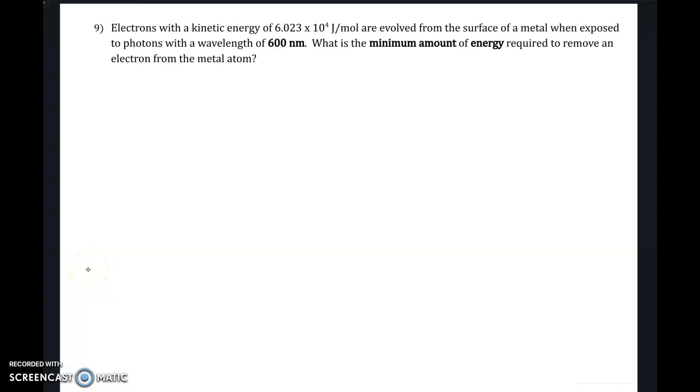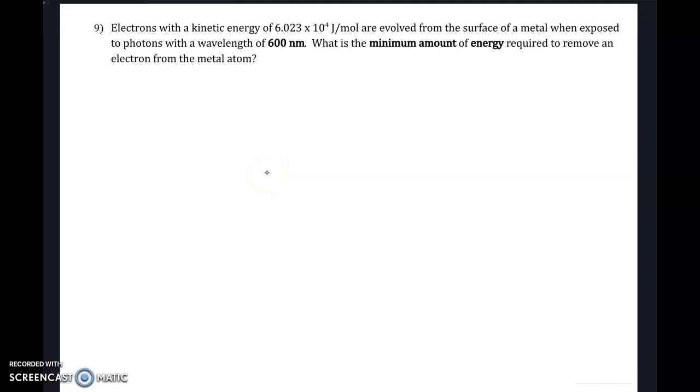This is going to be a walkthrough of a photoelectric effect problem that you can see at the top of the screen here that says that electrons with a kinetic energy of 6.023 times 10 to the fourth joules per mole are evolved from the surface of metal when exposed to photons with a wavelength of 600 nanometers. So what is the minimum amount of energy required to remove an electron from the metal atom?